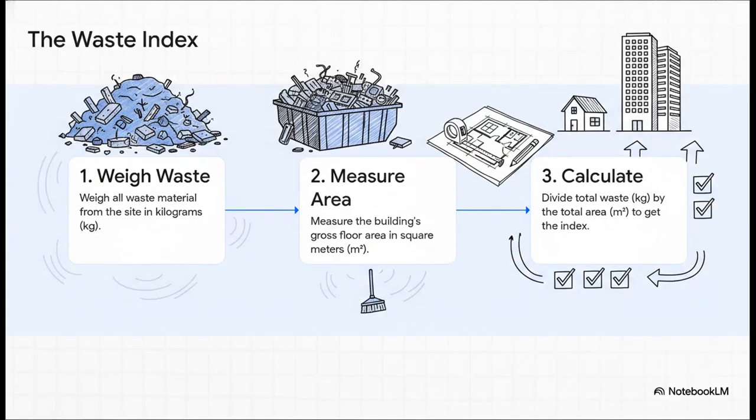So how do you know if a project is actually efficient? Well, project managers use something really clever called a waste index. They literally weigh all the waste material, divide it by the building's total floor area, and they get this single number. This lets them fairly compare the efficiency or the cleanliness of totally different projects, like a tiny house versus a giant skyscraper. It's a really smart way to benchmark performance.